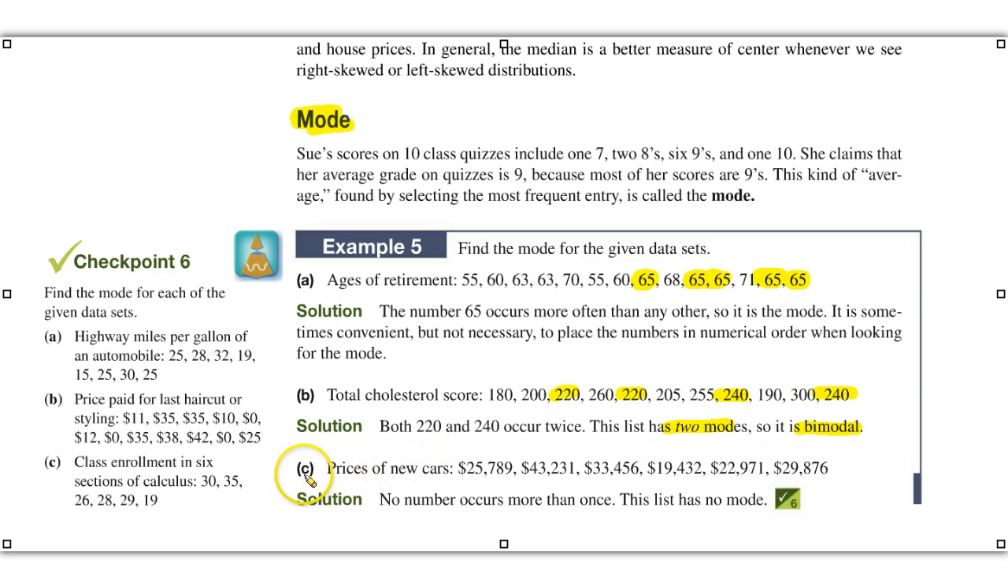And then when we look at letter C, there isn't a price that is repeated, so this is no mode. So again, something easy. The mode is the item that has the greatest number of times that something is used. And here we saw 1, here we saw 2, and this one none.